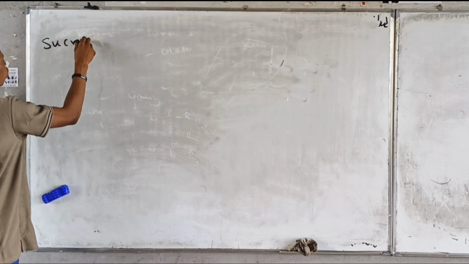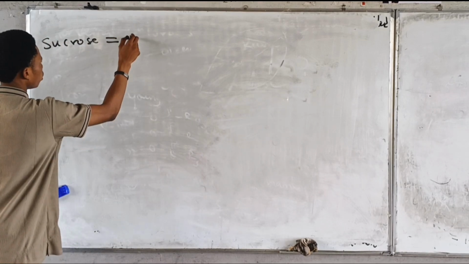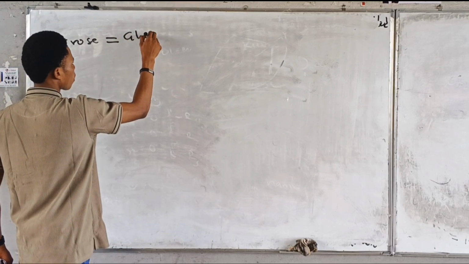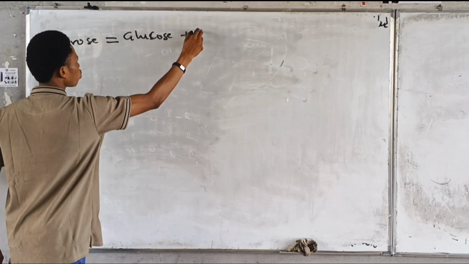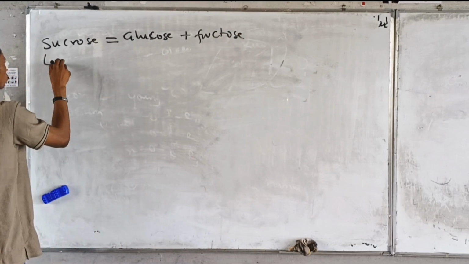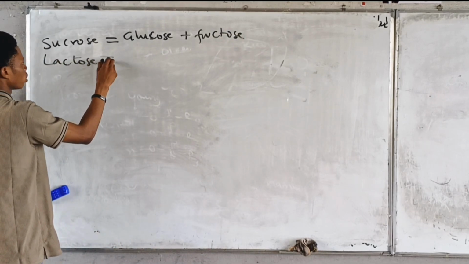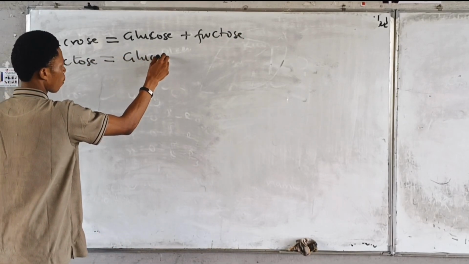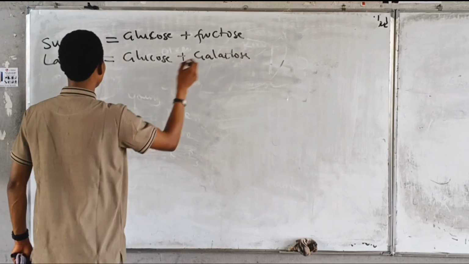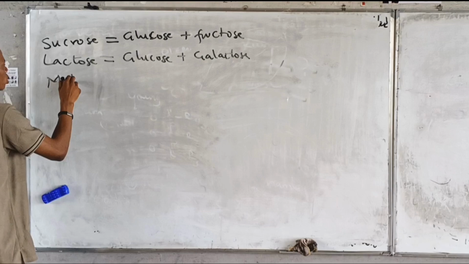Sucrose is what plus what? All of them have glucose, right? Glucose plus what? Plus fructose. Lactose is what plus what? Glucose plus what? Plus galactose. Then maltose is what plus what?